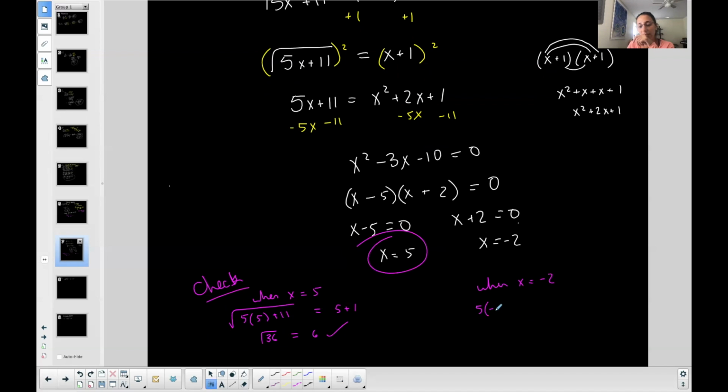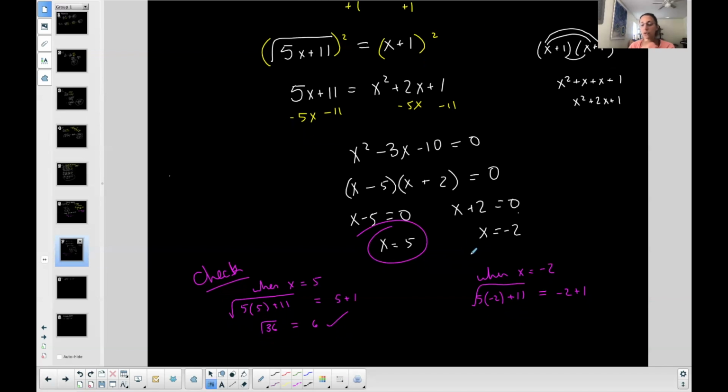5 times negative 2 plus 11 on the left is equal to negative 2 plus 1 on the right. I know this is not going to work. I can see it already. I'll show you why. Negative 10 plus 11 under the square root is positive 1. Now the square root of 1 is 1. But on the right-hand side, I get negative 2 plus 1, which is negative 1. The square root of a number will never be a negative result.